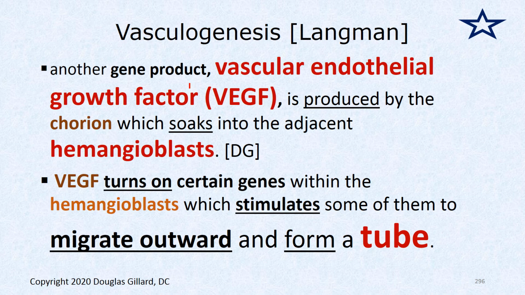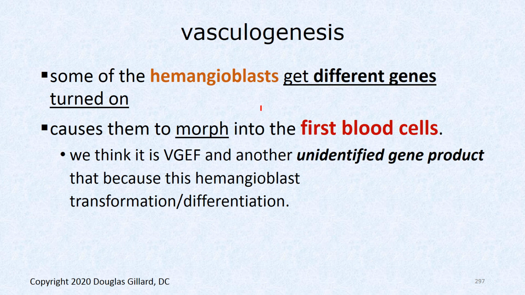So genes from that same, probably from the chorion again, soak into the new hemangioblast tissue, and they turn on new genes. They turn on genes to make it turn into a tube, and that is going to form the microcirculation. Some of the hemangioblasts also get affected a little differently. There's another factor that they think they're missing, because it can't do the same thing. But we know if you take hemangioblasts away, you can't make the blood cells either. If you take VEGF away, you can't make blood cells. You need VEGF to make both blood cells and the microcirculation, the tubes themselves. So some hemangioblasts get genes turned on that cause them to morph into the first blood cells. We think VEGF and another unidentified gene product from somewhere is responsible for making them turn into blood cells.